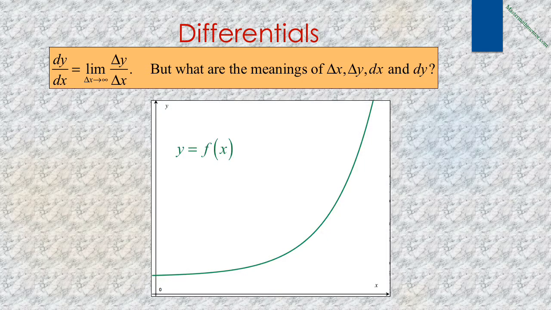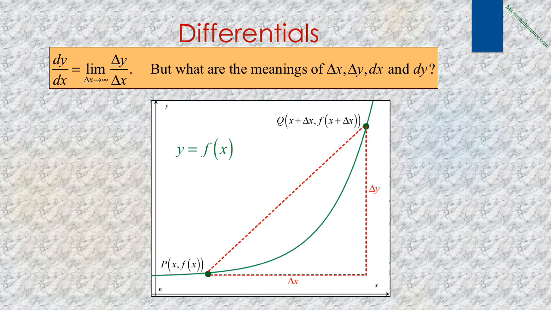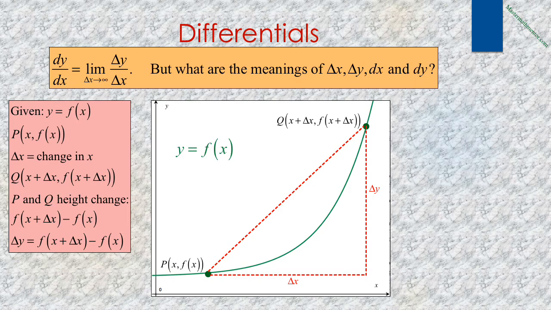Shown is a graph of y equals f of x in green. We choose a point P, (x, f of x) on the curve. We now move a small distance of delta x to the right, recalling that the Greek letter delta means change, and we plot that point Q. The coordinates for Q are (x plus delta x, f of x plus delta x).